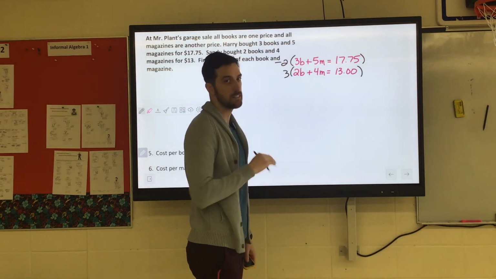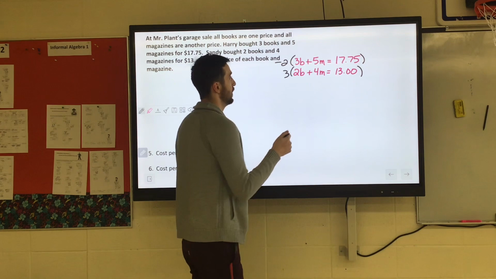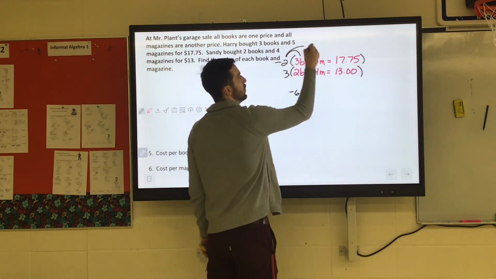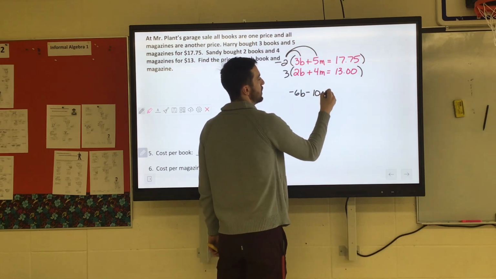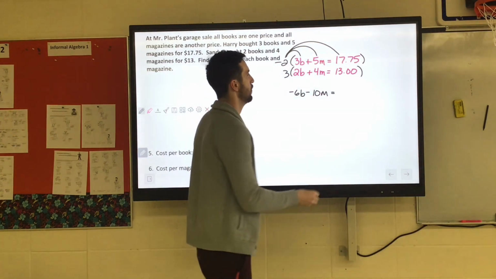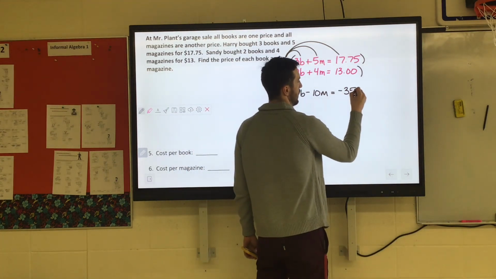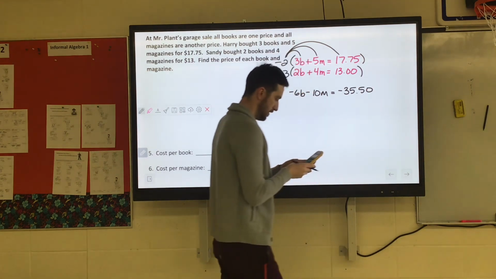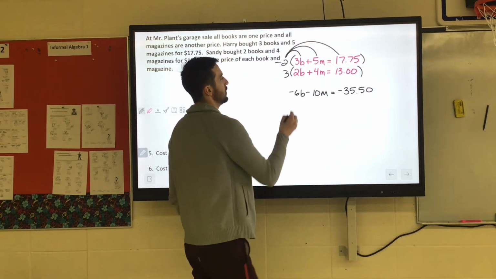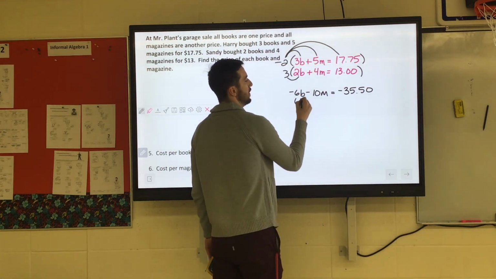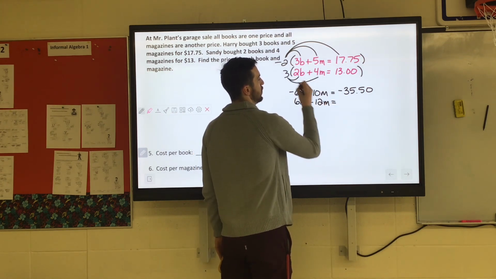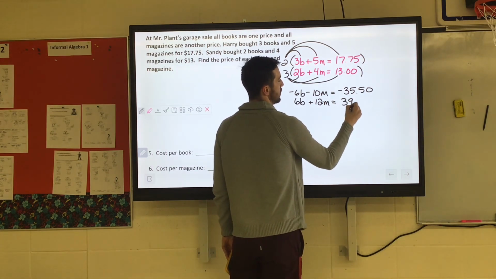So we're going to multiply this entire equation, and we're going to have to do it to both. So if I did -2 times 3b, it's -6b. -2 times 5m is -10m. And -2 times 1775 is -3550, I think. I'm going to check that. 1775 times 2. All right, 3550. If we hit this one with 3, 3 times 2b is 6b. 3 times 4m is 12m. And then 3 times $13 is $39.